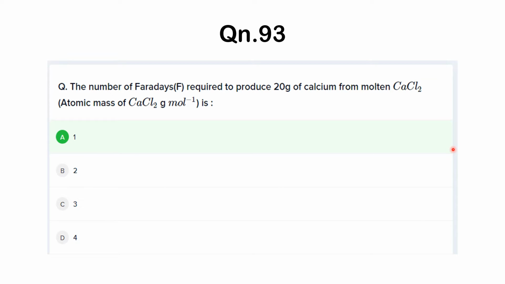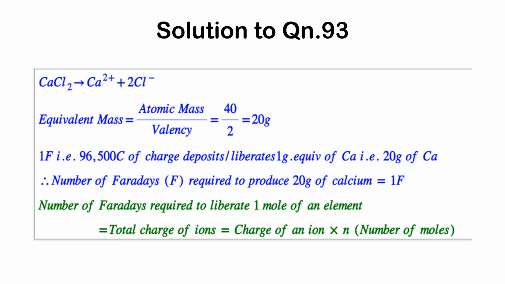Question number 93. The number of Faradays required to produce 20 gram of calcium from molten calcium chloride, given the atomic mass of calcium in gram per mole, is. The answer is option A, it's equal to 1. So let's see the solution for the question.